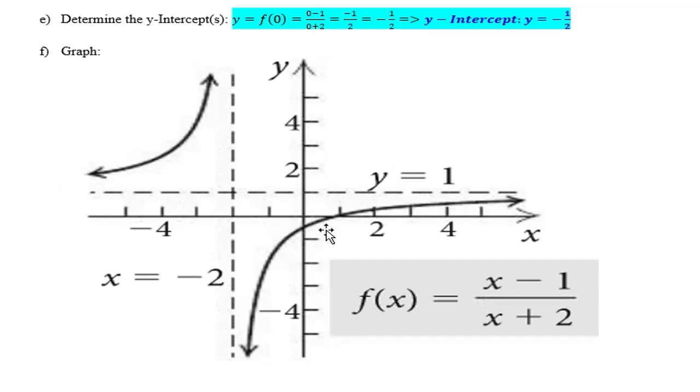And as x approaches minus 2, y approaches infinity or minus infinity. And that is the graph. This is the graph of a rational function.